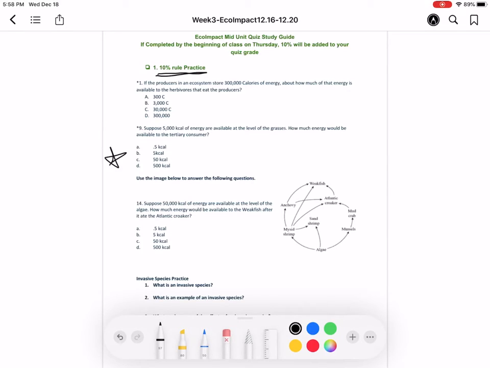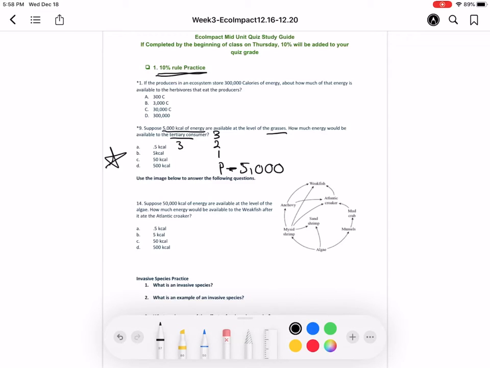I'm going to do number 9 for you because this is probably the most challenging one. Okay, suppose 5,000 kilocalories of energy are available to the grasses. How much energy would be available to tertiary consumers? So the first thing I did was read the problem. I underlined the key parts of that. So it says the grasses have 5,000 kilocalories of energy. I know that grasses are producers. And I know that I'm trying to get all the way to 1, 2, 3.